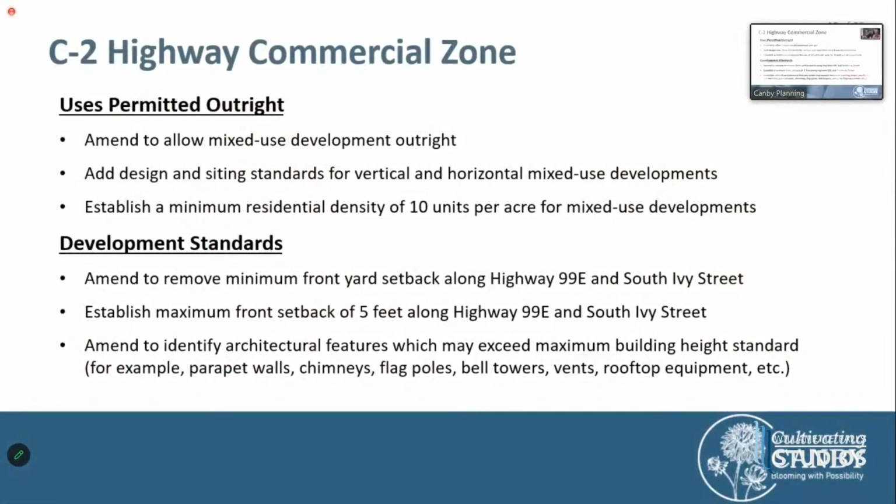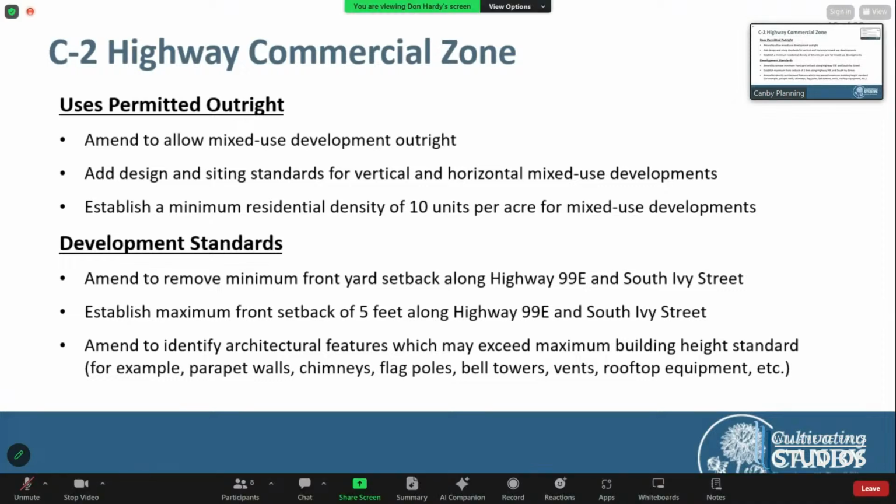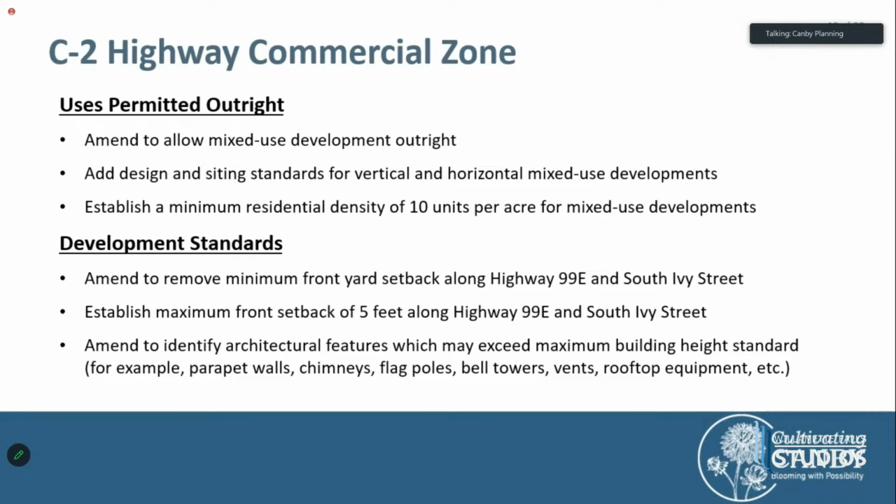I think the last one is pretty straightforward, really just providing some clarity in the code that architectural features like chimneys, or parapets that are hiding mechanical equipment on the top of your roofs, are not habitable space, and therefore wouldn't be included in that height limit. We thought providing this clarity would help maximize the use of that existing 45-foot height to allow development to really take full advantage of that 45 feet and exclude those items.